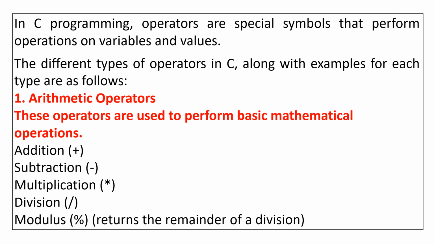The different types of operators in C, along with examples for each type, are as follows. When we see the arithmetic operators, these operators are used to perform basic mathematical operations. For example, addition, subtraction, multiplication, division, modulus. Modulus means remainder after division.